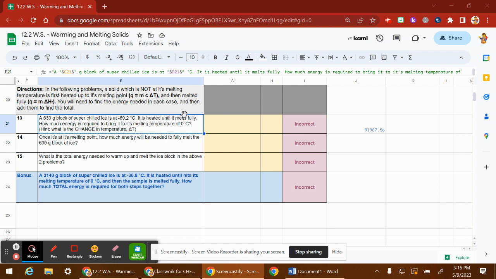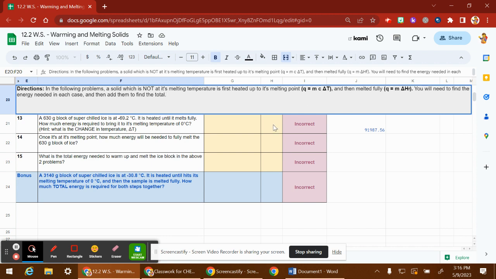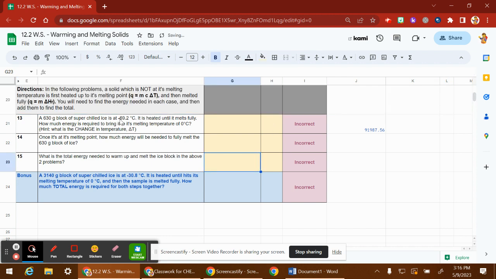Now, there's no one equation that can tell you this because, in fact, two things are happening. The first thing that's happening is you are warming up the ice from negative 69.2 degrees Celsius to zero. And that is a Q equals MC delta T equation. How much energy does it take to take a certain mass of ice and warm it up a certain amount?